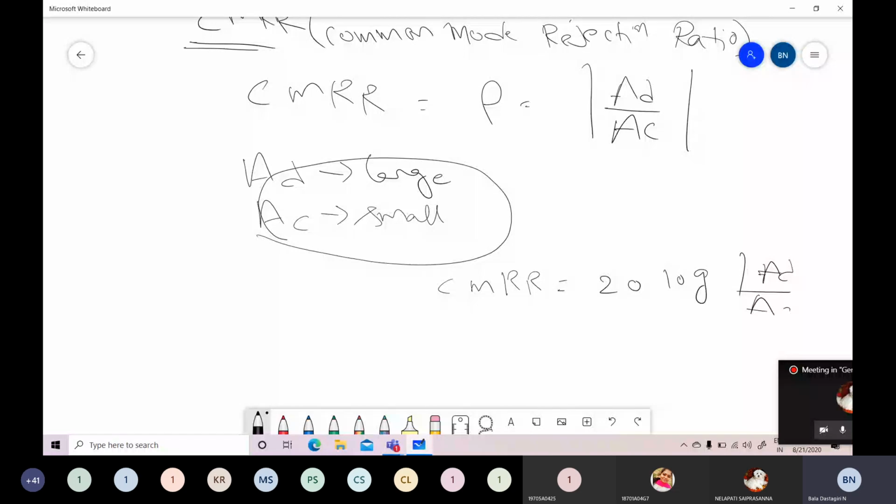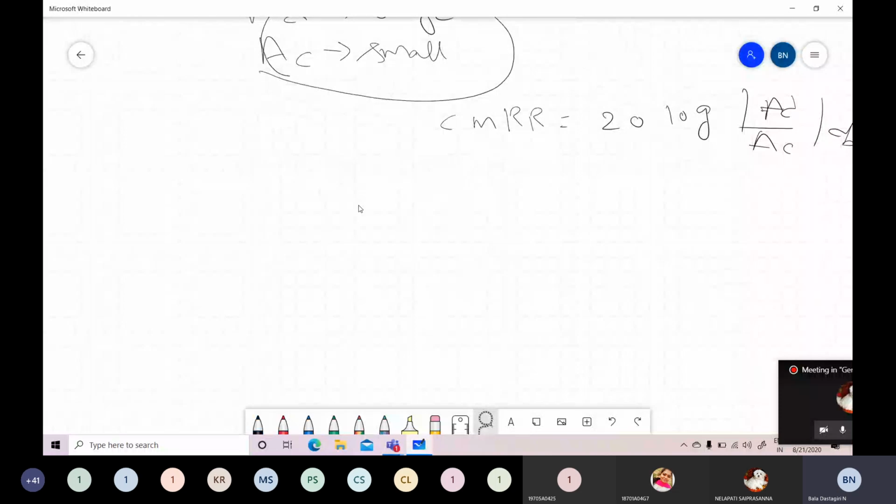Next, let us see how the output voltage can be represented in terms of CMRR. What is the output voltage? We have got it from the last equation. The output voltage of the differential amplifier is the combination of the differential gain, AD into VD, plus the common mode gain AC into VC. Here AD is the differential gain, VD is the difference of the two input signals, AC is the common mode gain, and VC is the common mode input.